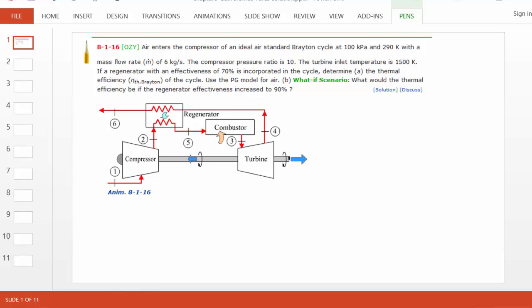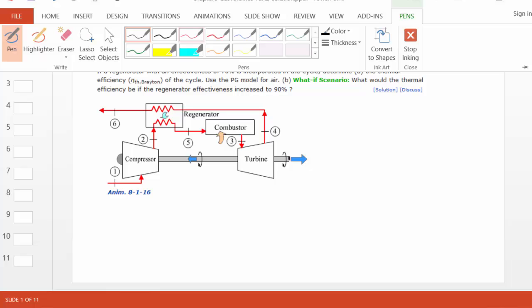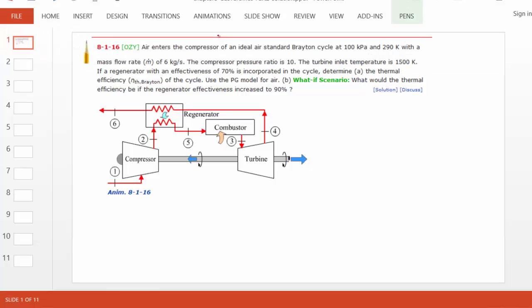Okay, we are going to solve a fairly complex problem, a gas turbine problem with a regenerator in it. It's problem number 8116 from the problem module. So let's see what information is given to us.